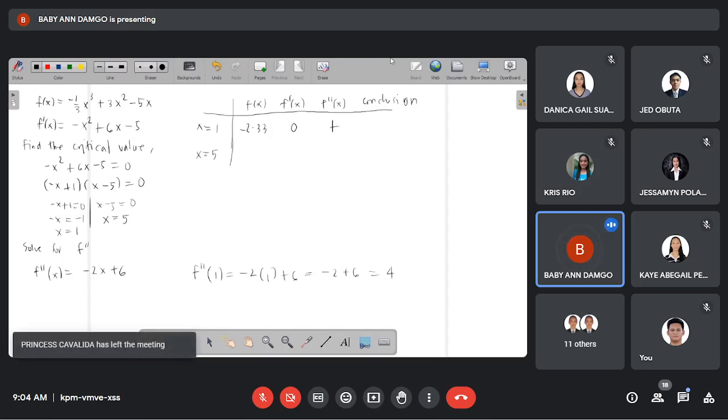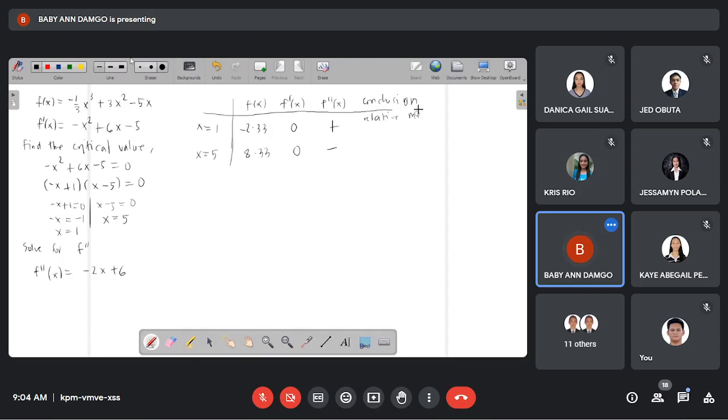Okay? If it is positive, then it is a relative minimum. If the second derivative is negative, then it is a relative maximum. So for concave upward and downward, if it is positive, this is concave up. If this is negative, we have concave down. Okay? So we can graph now.